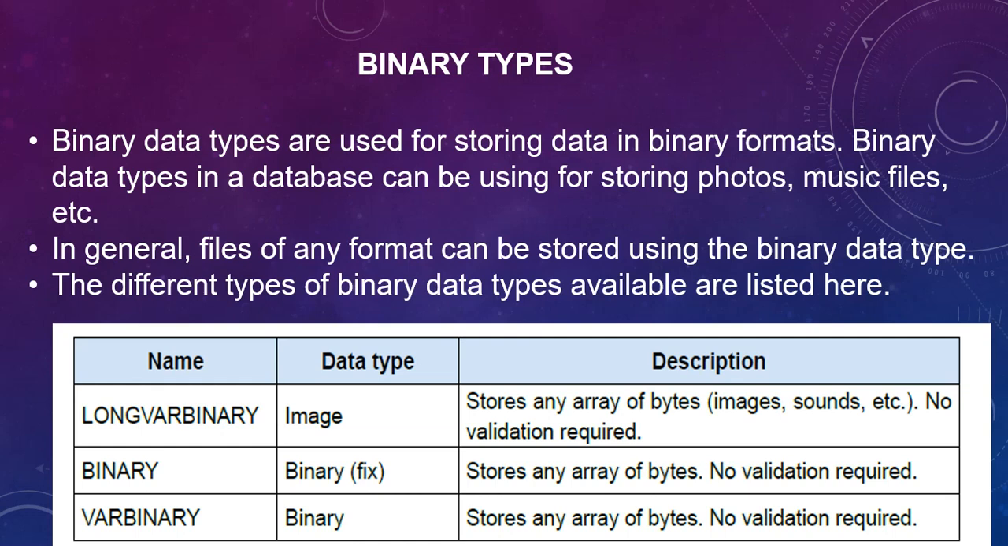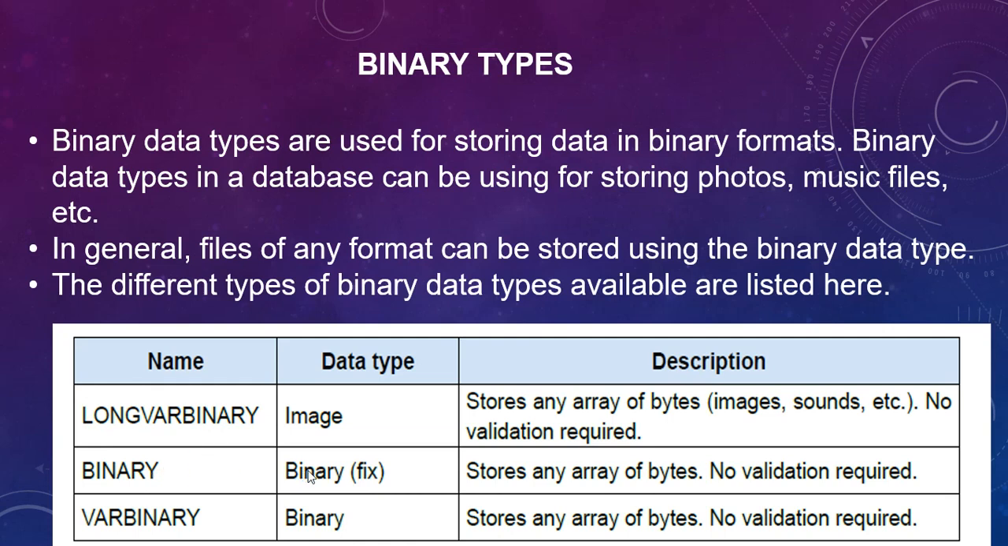The different types of binary data types are long var binary, binary, and var binary. Long var binary is mainly for image data. So you can store image files, audio files, and video files in the long var binary.